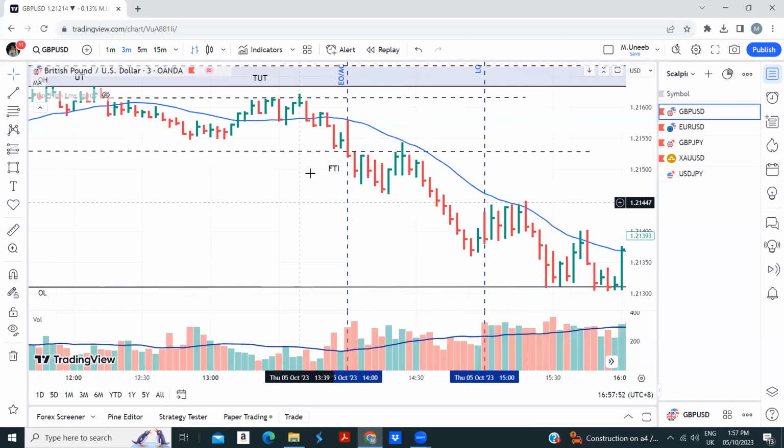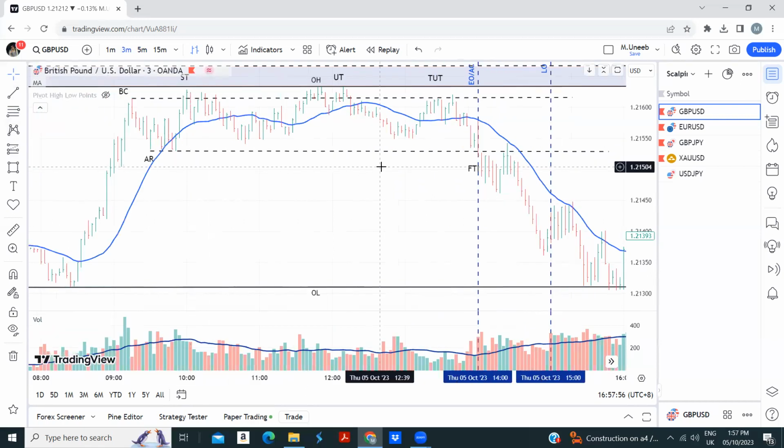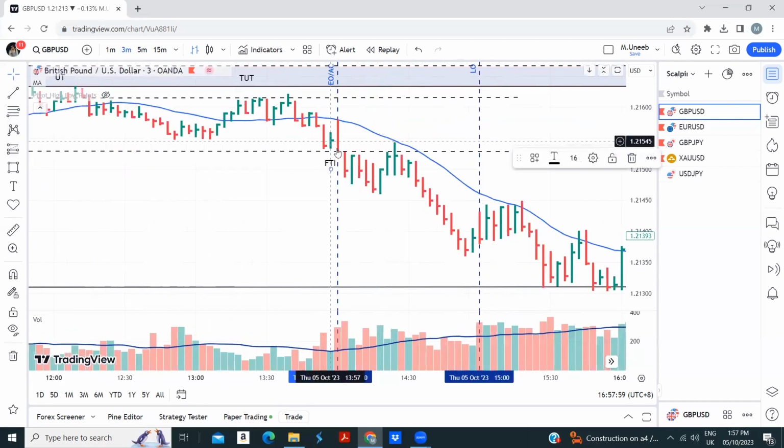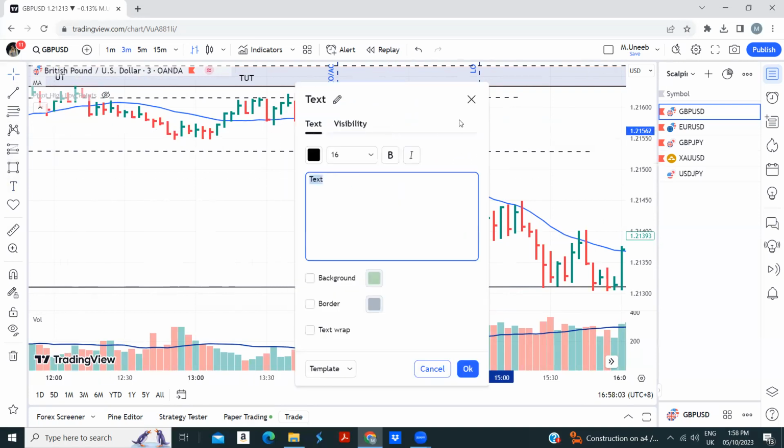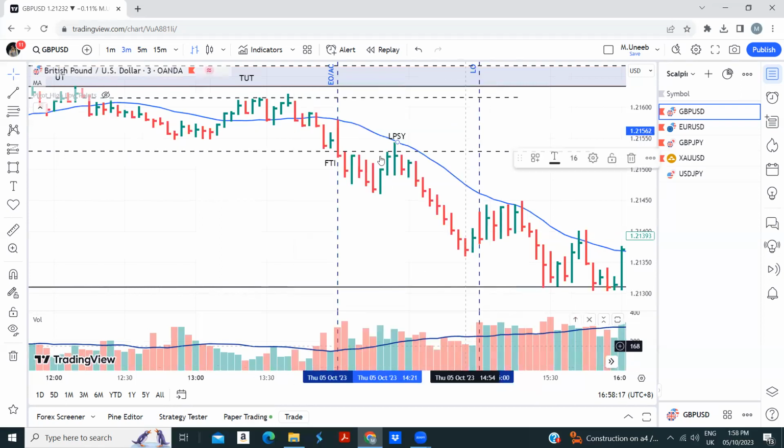Now we are waiting for the price to come back and test this region, this AR level, because this becomes FTI, so we need a test here. So this becomes a back up to the edge of the creek, or we can say LPSY. So we have this LPSY here.